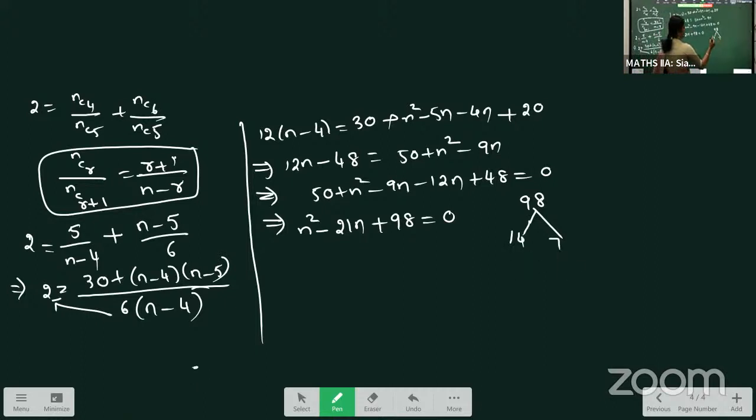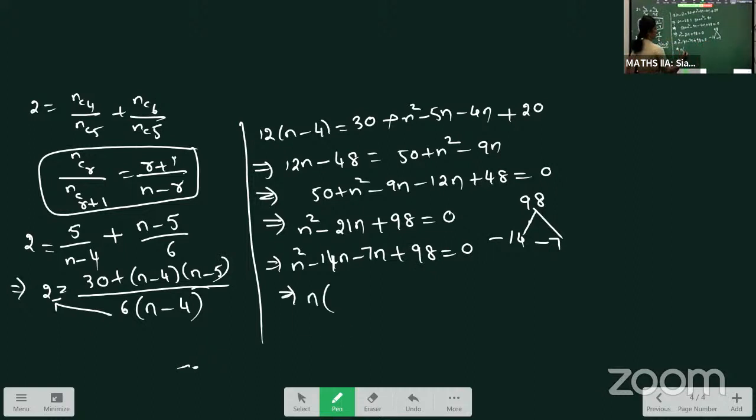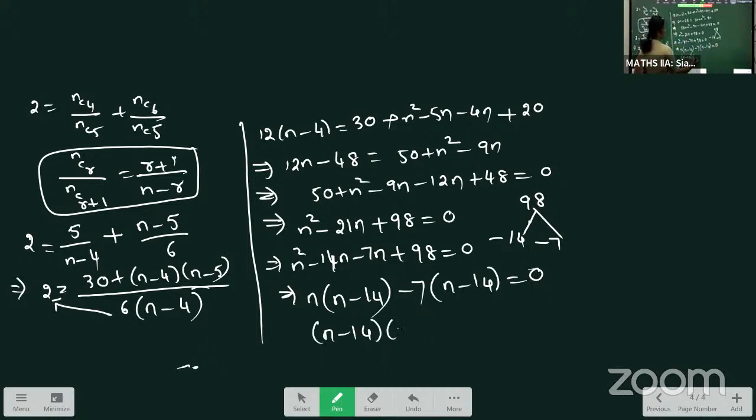497. Minus 14 minus 7 is minus 21. So N square minus 14N minus 7N plus 98 is equal to 0. Take N common from the first two terms, it is N minus 14. On the other side, take minus 7 common: N minus 14 is equal to 0. What is common to both of them? N minus 14 and N minus 7 is equal to 0.